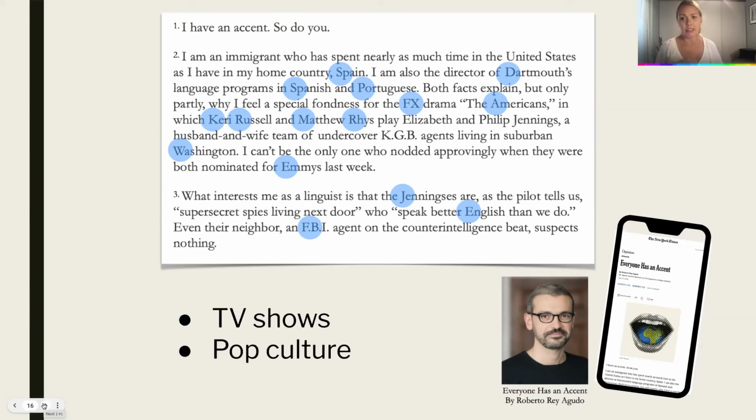So in this one, they see it's a lot of TV shows and pop culture. And then in the next one, they'll see that it's a lot of research. You can go to the next one.